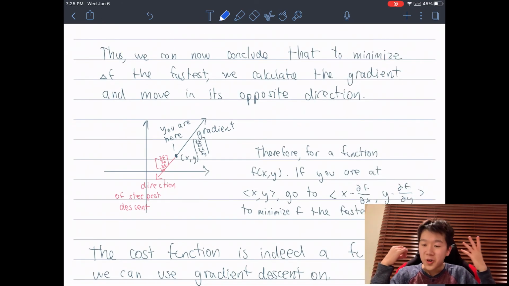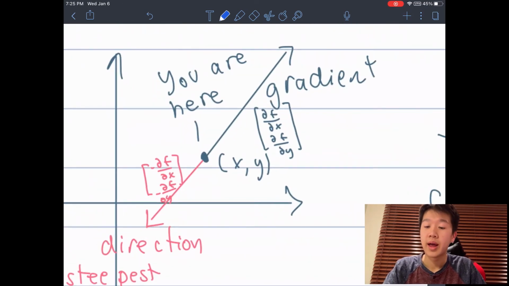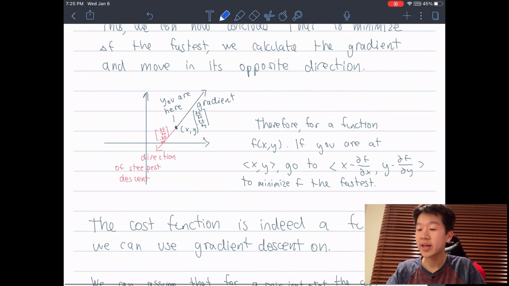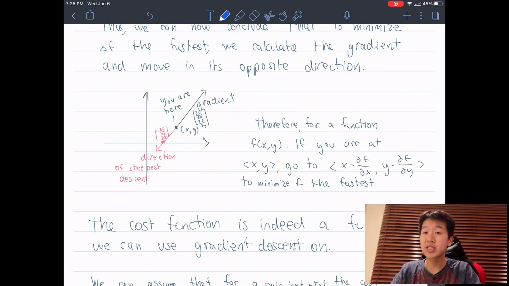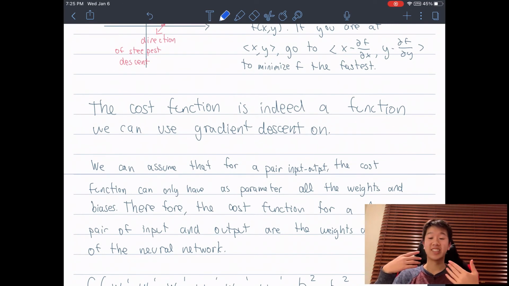So for a function f of x, y, if you are at the coordinate x, y, then to optimize and to minimize f, you should go to x minus del f over del x and y minus del f over del y. So in the opposite direction of the gradient. So the cost function is a function like any other function.